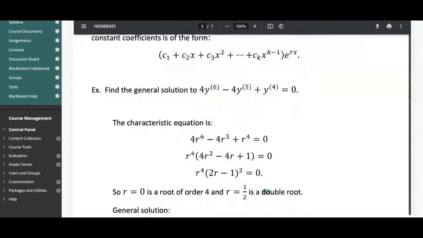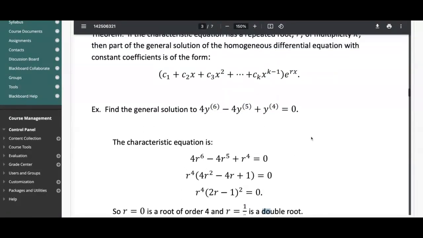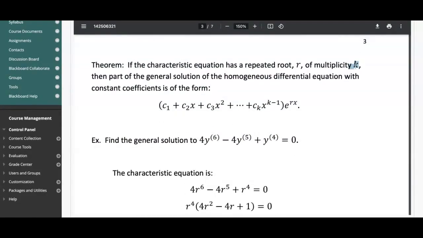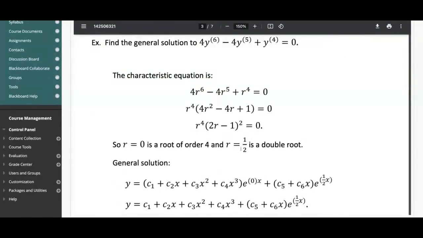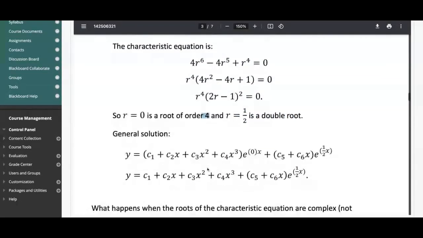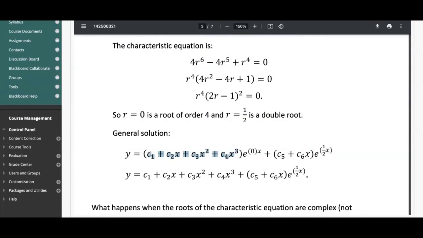Remember before, that's why we say we have C1 plus C2x times e to the 2x. Right, now we extended it to multiplicity of k. For this one we have seen the double root before, but for order 4 is new. So for order 4, we have a polynomial of degree 3 as the coefficient. For order 2, we have a polynomial of degree 1, or linear.